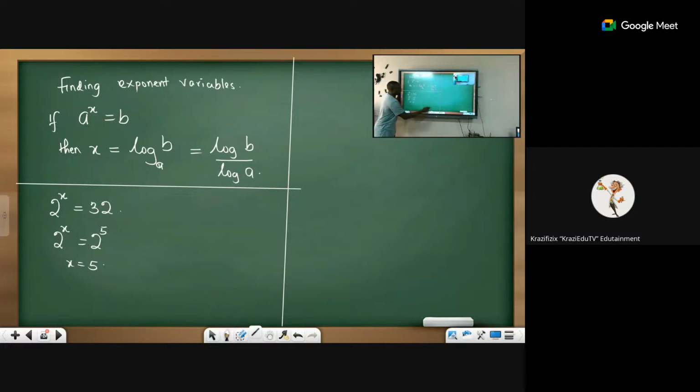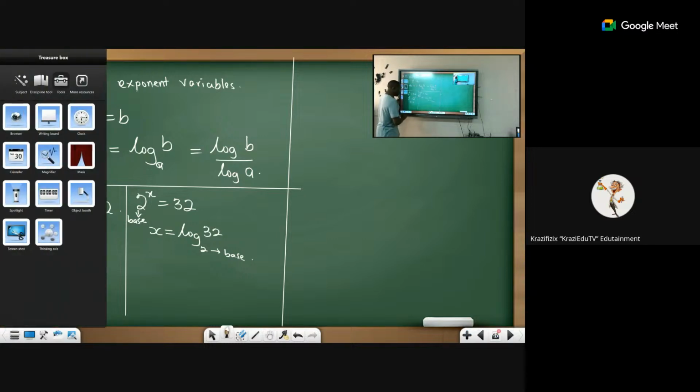Okay, let's try it using logs. 2 to the power x, please listen carefully. You only use this when the variable you are looking for is an exponent. Let's drop x, log. This 2 here is a base. When it comes here, it must remain as what? A base. Then you have what? 32. Look at my calculator, my beautiful learners.